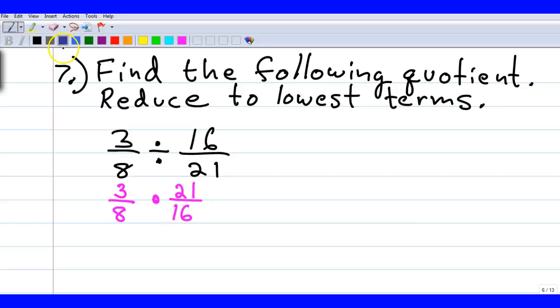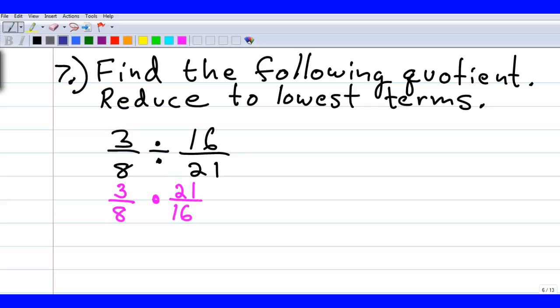Before I do, however, I want to see if there's any way to reduce it by looking across before I multiply. So I look at the 8 and the 21. 8 will not go into 21, so I look at the next smallest number that could go into my 8, which would be a 4. 4 will also not go into 21. The next smallest number would be a 2, and 2 can also not go into 21, so I cannot reduce the 8 and the 21.